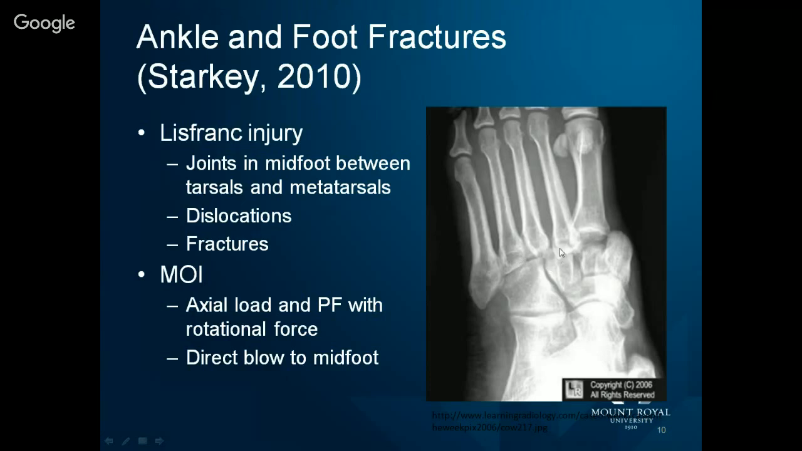This is typically caused when the person is in plantar flexion. There's an axial load, so the person has to be weight bearing, with a rotational force while there's a direct blow. So it is a complicated type of mechanism of injury, but it is a complicated injury.